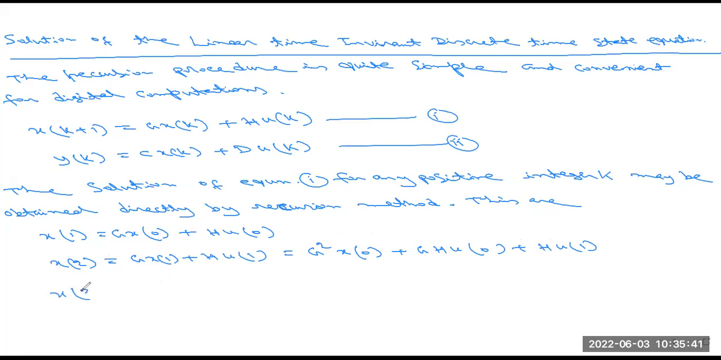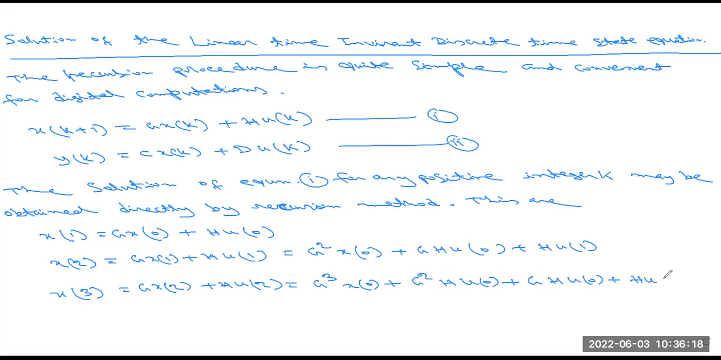Now, and so on, this process continues. That is x of 3 equals g of x2 plus h u2, and we express this by the recursion method: g to the power 3 x of 0 plus g to the power 2 h into u0 plus g h u of 1 plus h u2. This is 1, this is not 0, this is 1.